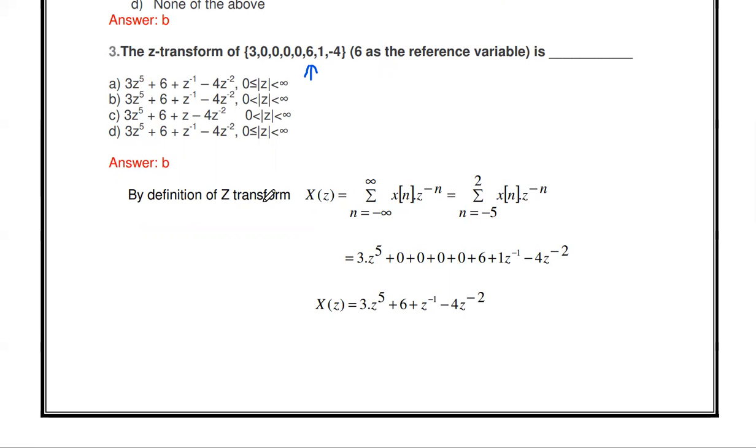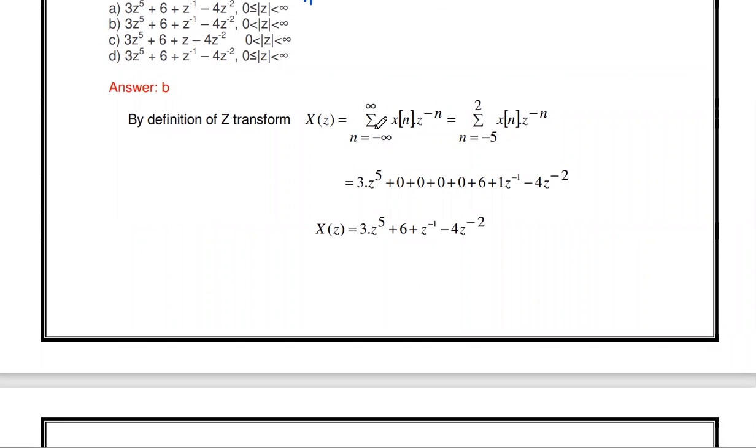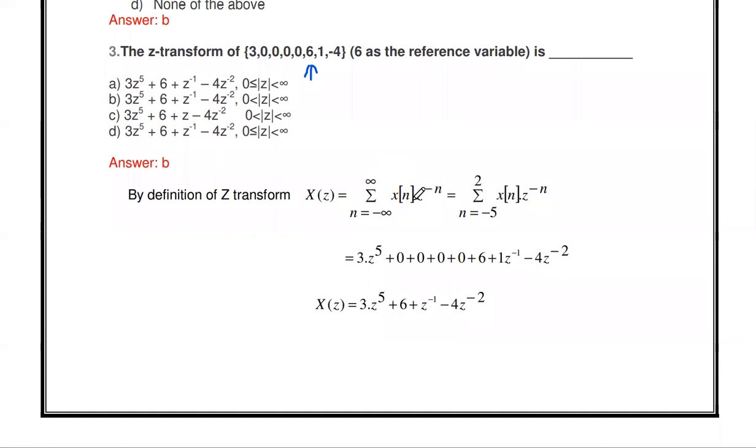Already you know the Z-transform formula: X of z is equal to summation n equal to minus infinity to infinity x of n z power minus n. In this formula, we have to substitute the value of x of n. Here the given x of n is a finite duration sequence, so first we have to see the index of this sequence, that is, from which n value to which n value it is available.